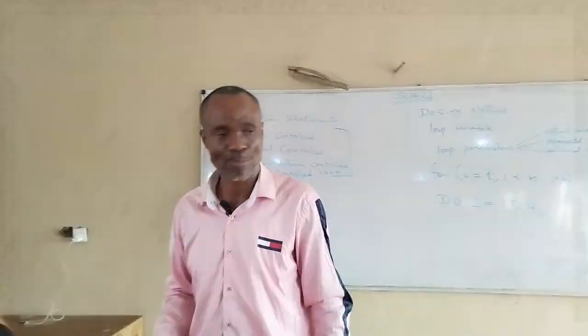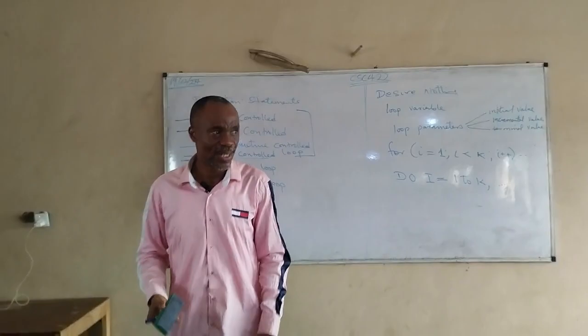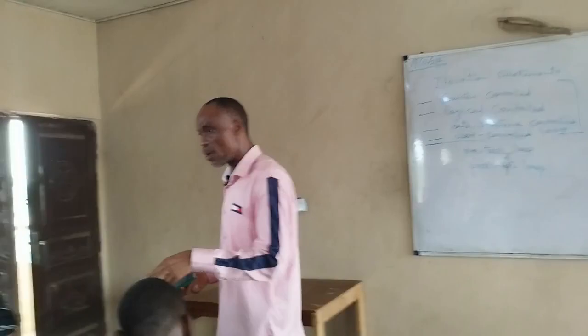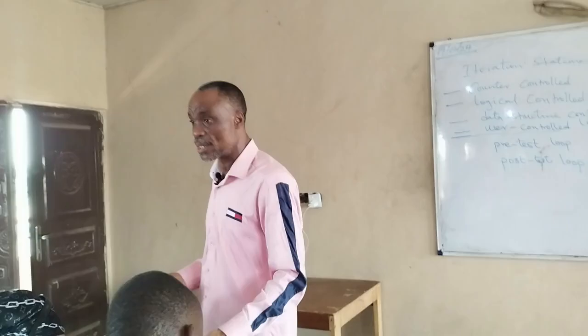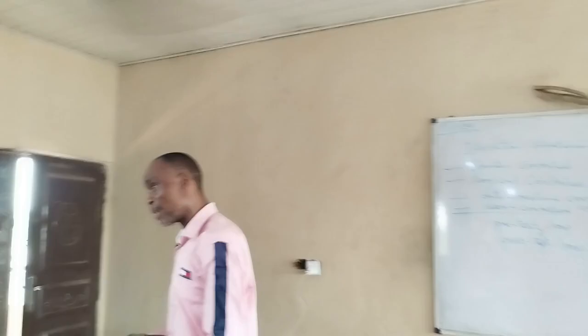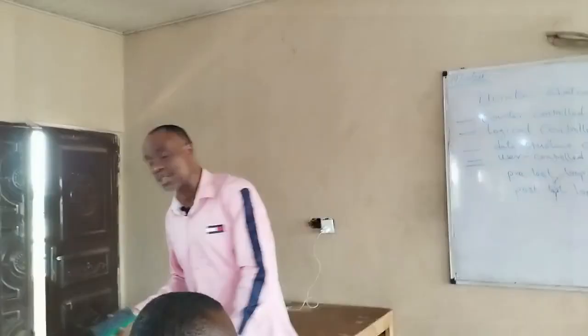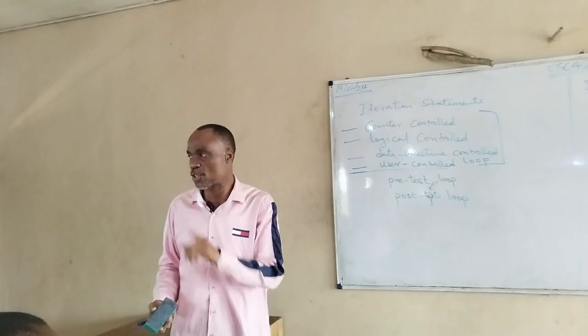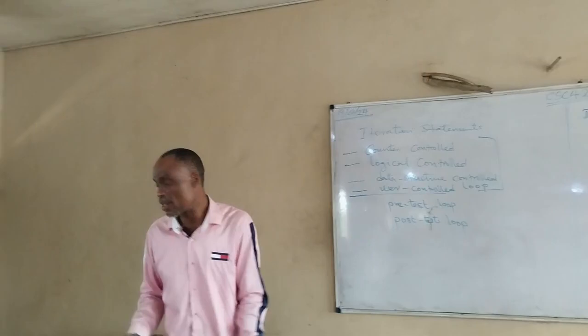Is that not so? But there are some design issues. There are some things that will baffle you. You will see questions asking you to determine the number of times the loop will iterate. But sometimes we put some statements in between that can alter that. The formula you use for Fortran may be different from the formula you will use for Pascal or another language, and that is because of the design issues.